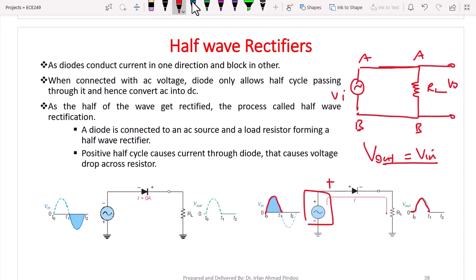Practically it will follow this after 0.7 volt, because 0.7 is the built-in potential of silicon. But ideally, if you are showing the graph, you can start the graph from 0 itself, right? This is the behavior in the positive half cycle, that V out is V in. This is for the positive half. Now what will happen in the negative half cycle?